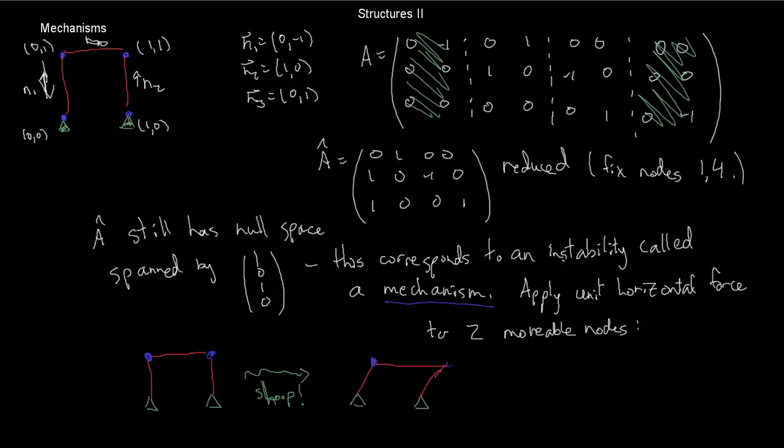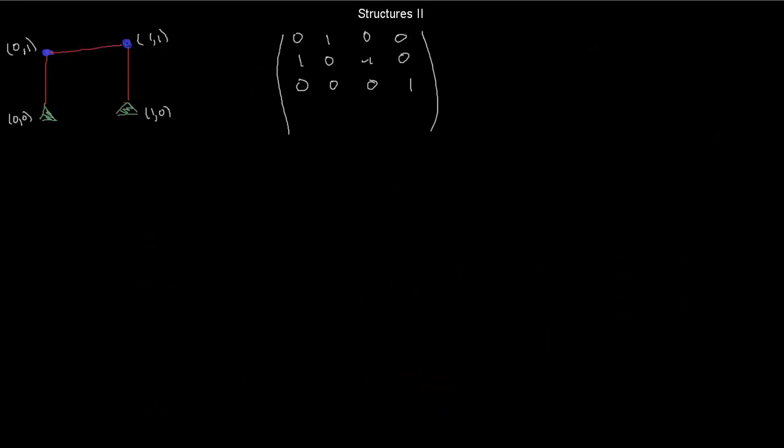So this mechanism, this structural instability, is a problem. Here I have my unstable structure. The incidence matrix has a non-zero null space. So what I'm going to do is add an additional bar, a reinforcing bar. That corresponds to adding an additional row in my matrix. That row corresponds with this row here in the reduced matrix because the bar has length root 2.